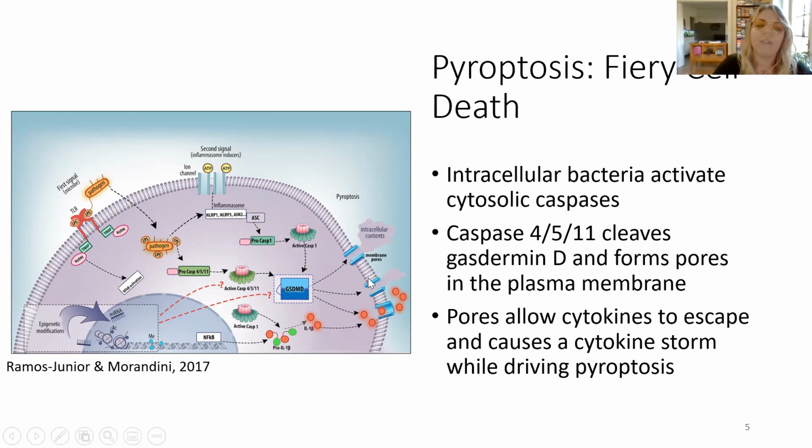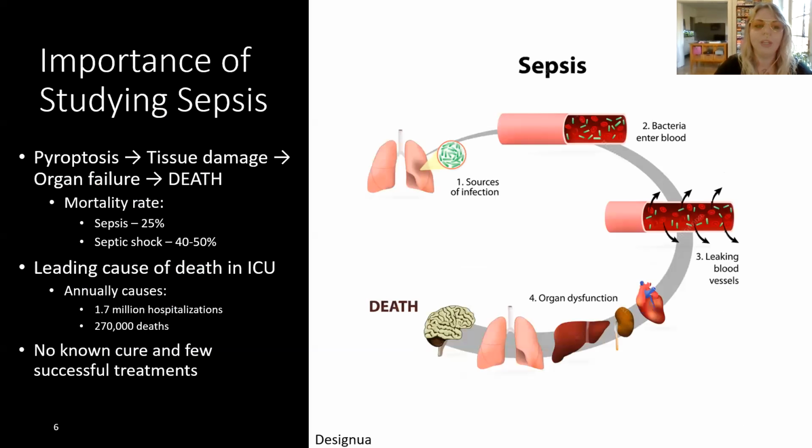And these pores also drive pyroptosis, which is a form of programmed cell death due to inflammation. And so if enough cells die, then that can lead to tissue damage. And if the tissue damage is severe enough, then that could inhibit the infected organ from functioning properly, leading to organ failure. And if an important enough organ fails, such as your heart or your liver, then you die. And so this is why sepsis has such a high mortality rate, with 25% mortality rate for septic patients and a 40 to 50% mortality rate if they go into septic shock.